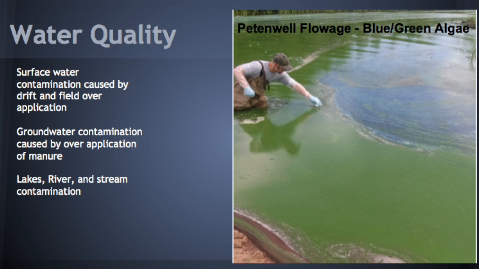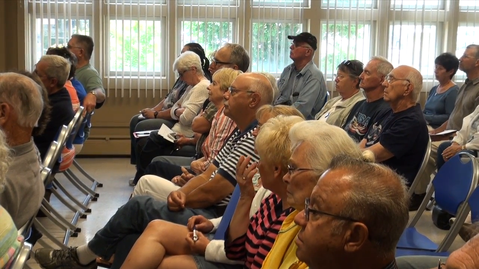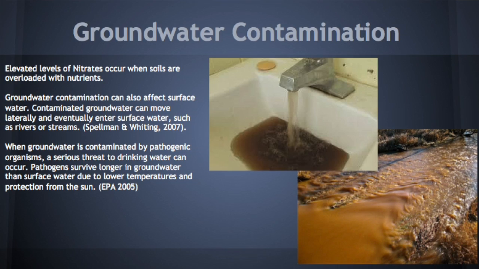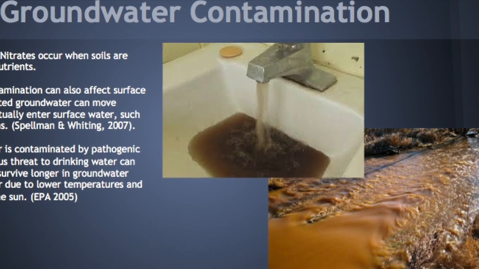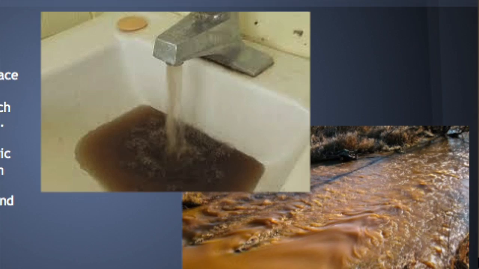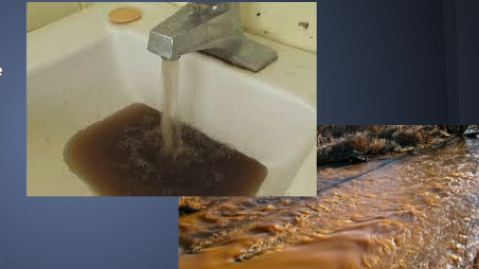That is a picture taken of peat moth flowage blue-green algae. That is a documented source of water contamination due to manure. Groundwater contamination here, if you look at the picture down on the right-hand side, that is the Kewaunee River 1 year ago. Once upon a time, you could see your toes in the Kewaunee River. The upper picture is liquid manure coming through the tap of a home. Wood County does not want to be the next Kewaunee County, and we need to hear that loud and clear.